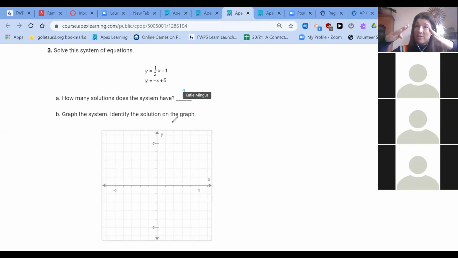They're increasing at different rates, even if they're going in the same direction, but at different steepnesses. So 1 solution. So how can we tell from our equations that we're going to have 1 solution? How can we tell? What do we look for?